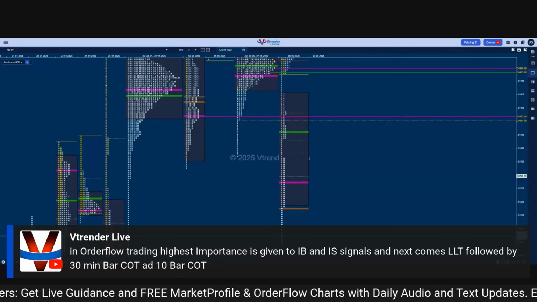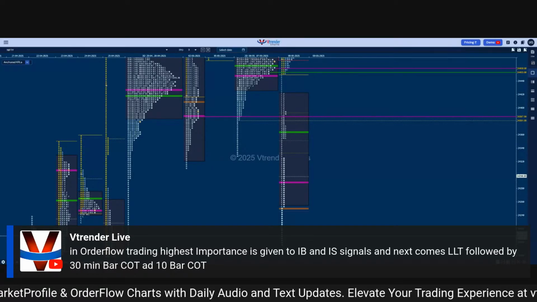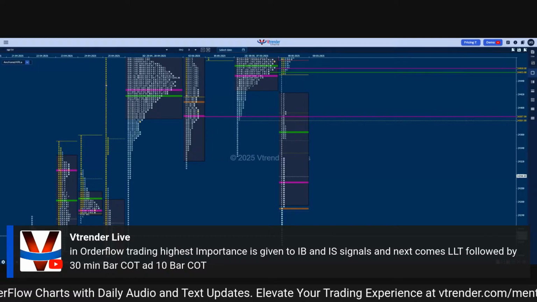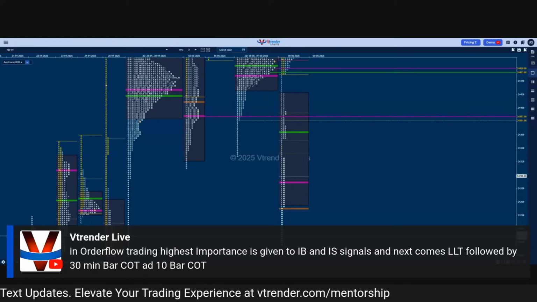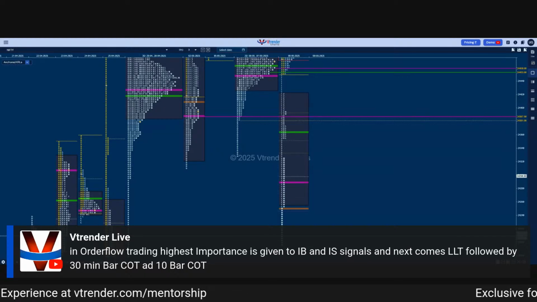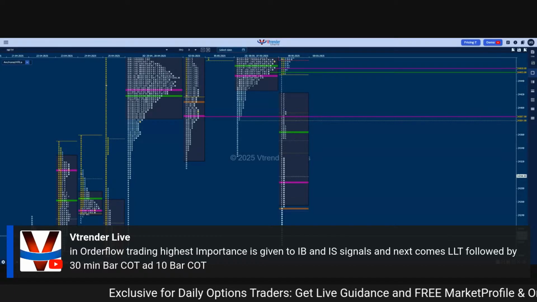So just to repeat, in order flow, we give highest importance to the IB and the IS signals, and then we give importance to the LLTs. Then we have the 30-minute bar 10 bar COT and the 3-minute 10 bar COT. So you go in this order and don't focus just on COT, because then you will be missing out on many important trades.